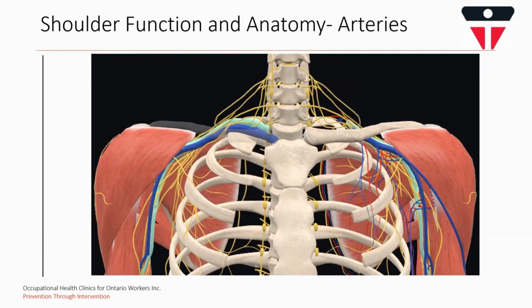It's really important to note, if you look at this image on the right-hand side, that the nerves, arteries, and veins are actually passing under the clavicle. This is going to become very important later on in the presentation.